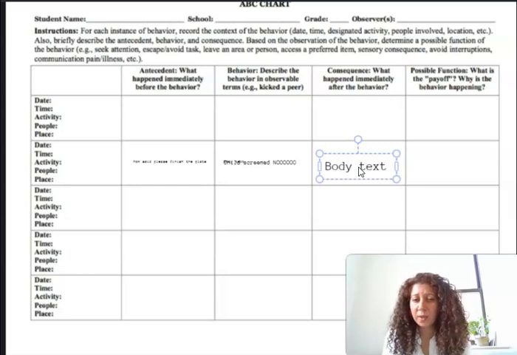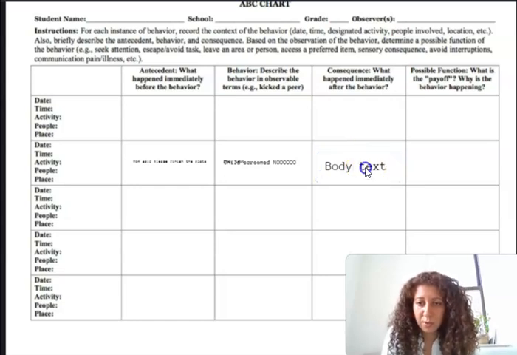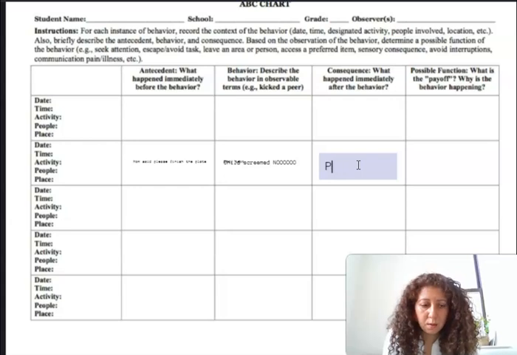Because it's very important. A lot of times when, say, a parent asks a child to eat and they scream, the parent may take the food away from them to calm them down. That's a consequence. Taking the food away is a consequence. So it's very important to write every specific detail on the ABC chart. So let's write here, for example, after he screamed, parent removed the plate.